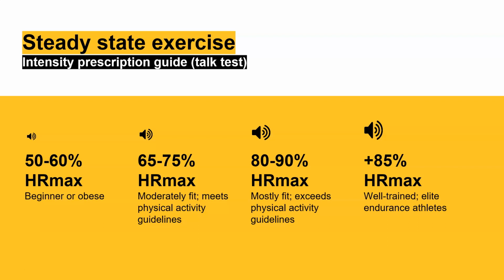For moderately trained clients or clients who meet the minimum physical activity guidelines, an appropriate intensity would be about 65 to 75% of heart rate max. For mainly fit clients or clients who exceed the physical activity guidelines, an appropriate intensity would be 80 to 90% heart rate max. For well-trained or elite athletes, an appropriate intensity would be 85% of heart rate max or greater.